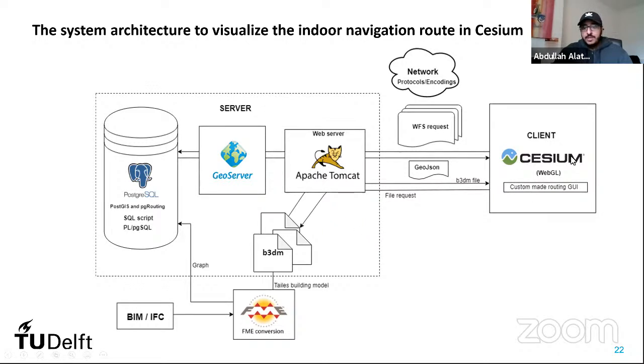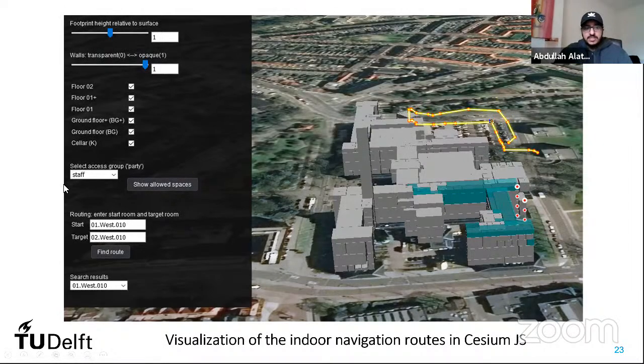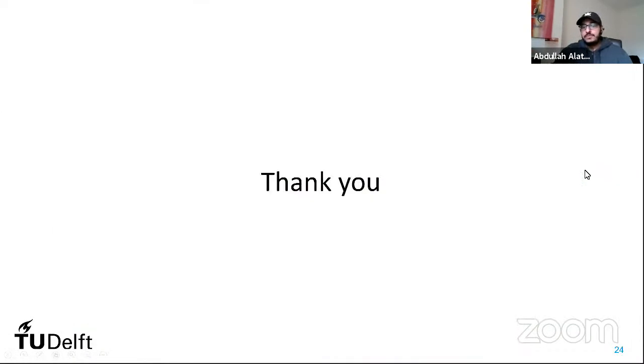The communication between Cesium and the database to define or extract all this information about the access right will be through the GeoServer and the web server also. At the end, this is an example for one of the staff. The staff wants to navigate from the west side of the building on the first floor, room number 0110, to the second floor on the west side, also 0110. And this is an example of the route based on the access right of the user. Thank you.